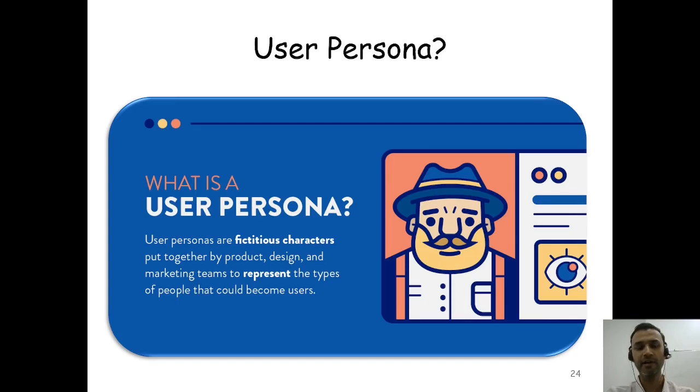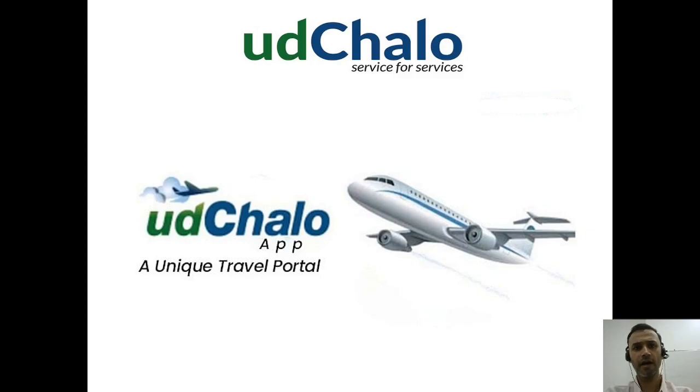So let's get started. User personas are fictitious characters that are defined by the product, design and marketing teams together to represent the type of people that would become your potential users, right? Now, to understand user personas in detail, I've taken an example of Urchalo. Urchalo is an online travel application dedicatedly built for the Indian Armed Forces.